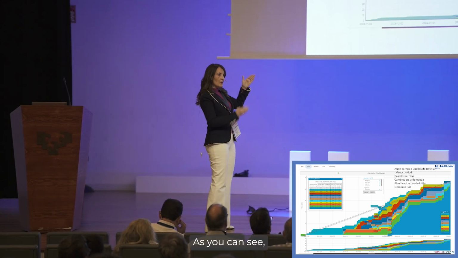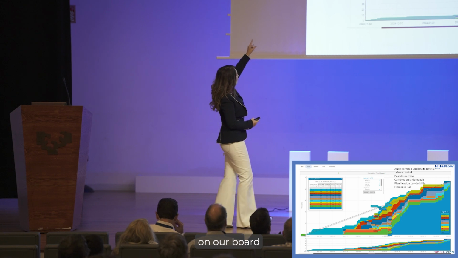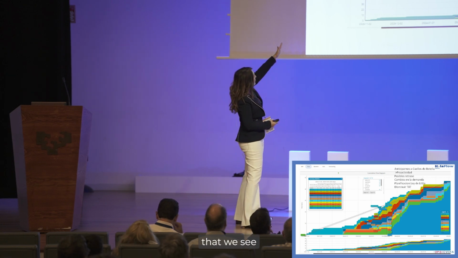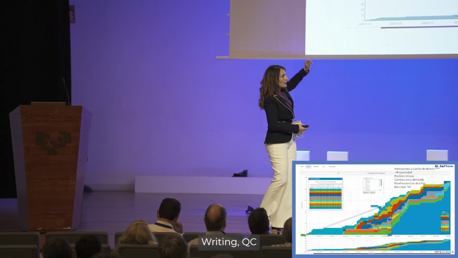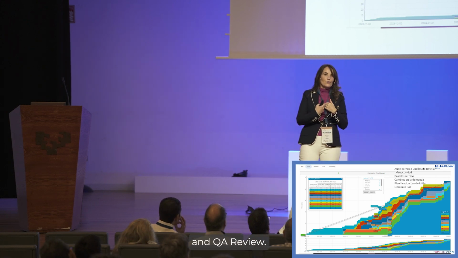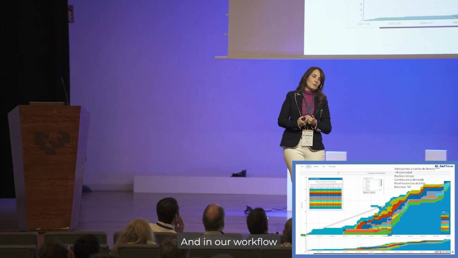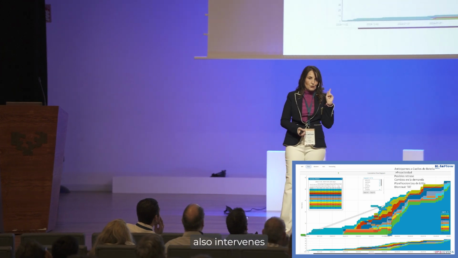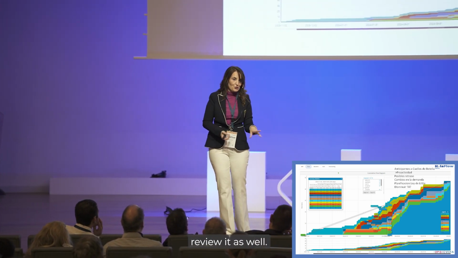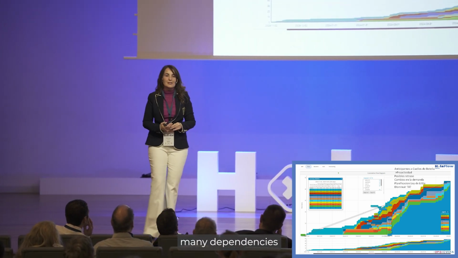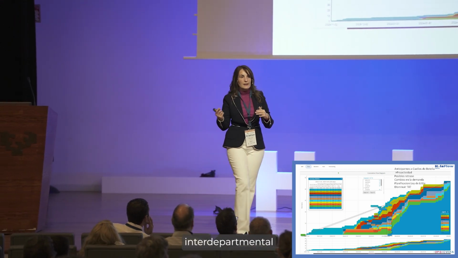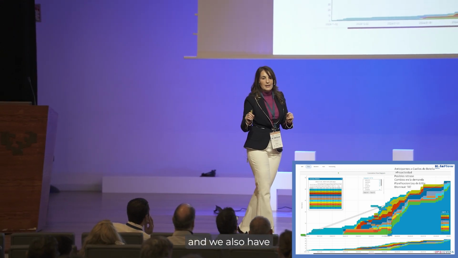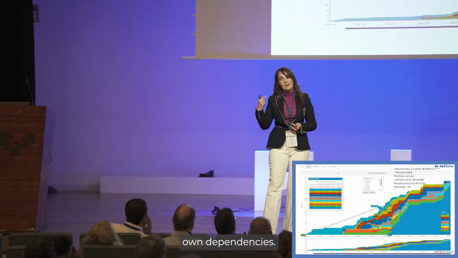As you can see, all the columns on our board would be all the colors that we see represented here. For example, they would be writing, QC review and QA review. And in our workflow, the client also intervenes and we review it as well. So in the end, we have many dependencies, both internally and with the client. Many are interdepartmental, and we also have the system's own dependencies.